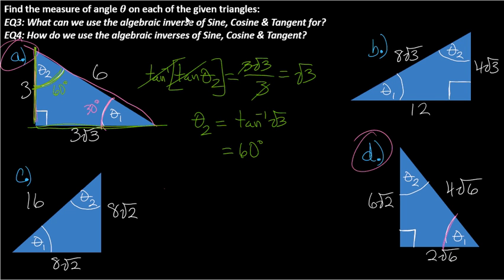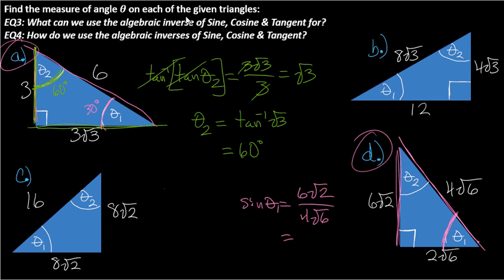So I want to start out by finding theta 1, just because I'm numerical like that. And I'm going to use sine this time because I didn't use it in the last problem. So sine of theta 1 is equal to opposite over hypotenuse. So 6 square root of 2 over 4 square root of 6, right? Go ahead and reduce. So 6 and 4 will reduce down to 3 square root of 2 over square root of 6. We cannot have an irrational denominator, so I'm going to multiply by the square root of 6 on top and bottom. And that's going to give me 3 square root of 12 over 6. 3 over 6 reduces down to 1/2. So I've got square root of 12 over 2.